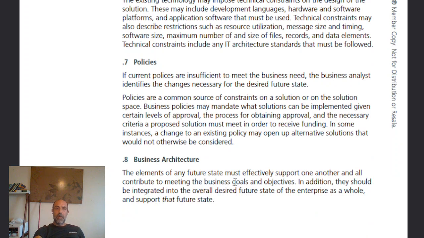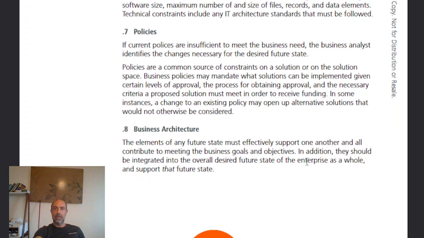Policies. If current policies are insufficient to meet business needs, the business analyst identifies the changes necessary for the desired future state. Policies are a common source of constraint. They're common because ultimately that's probably the biggest thing in work culture that impacts things.